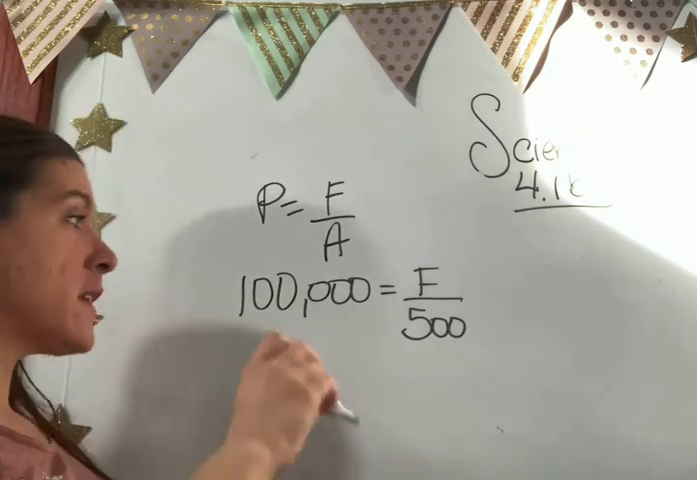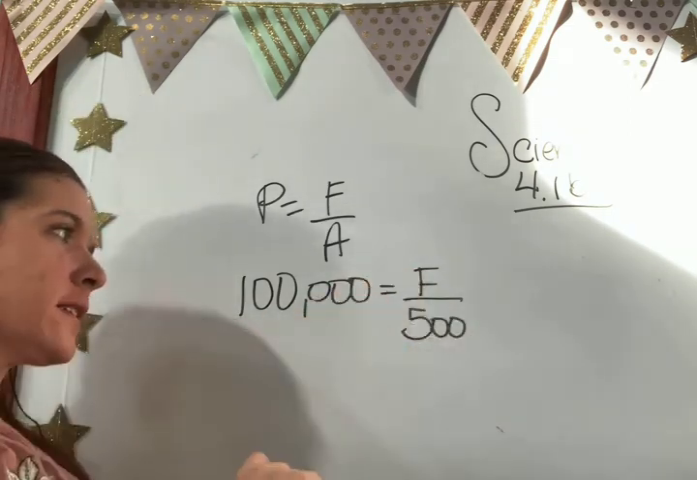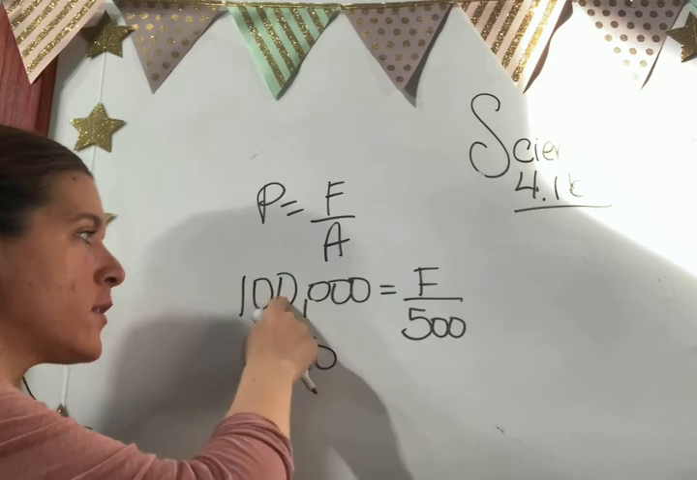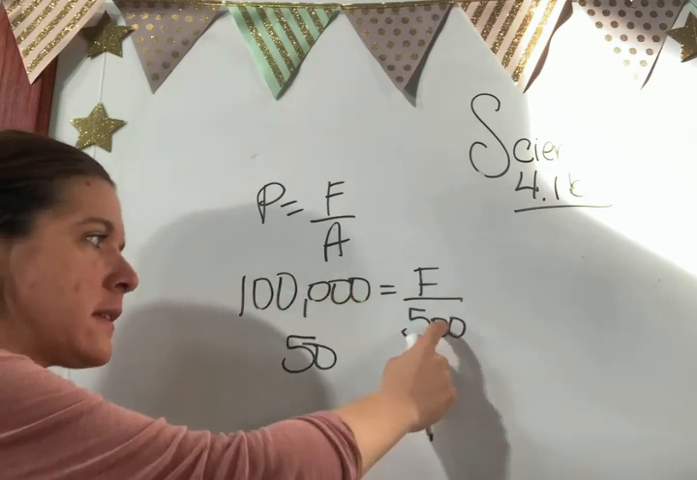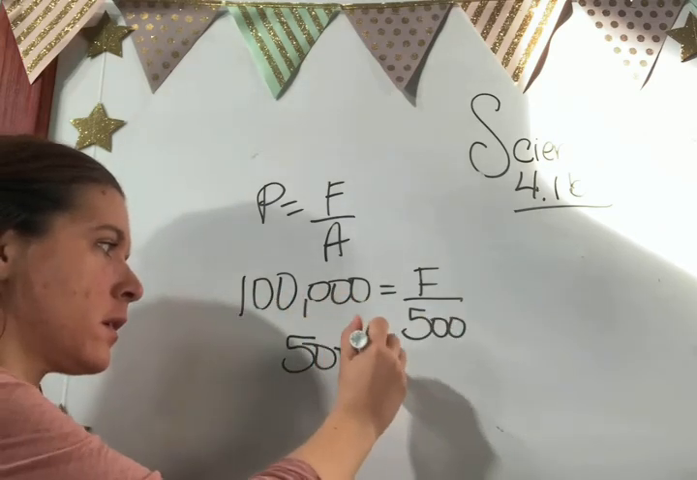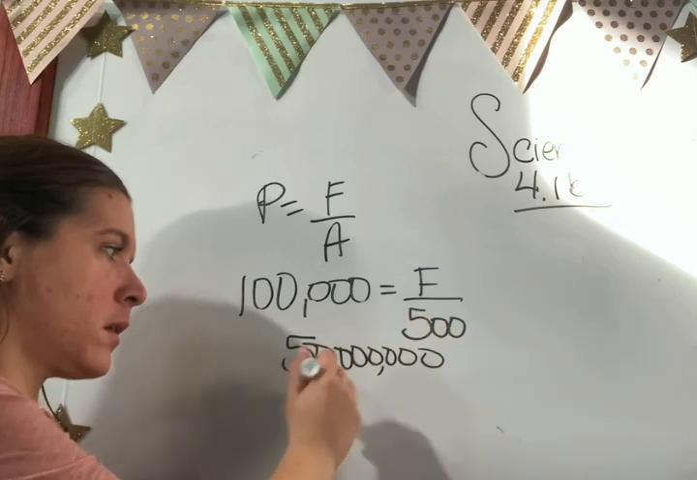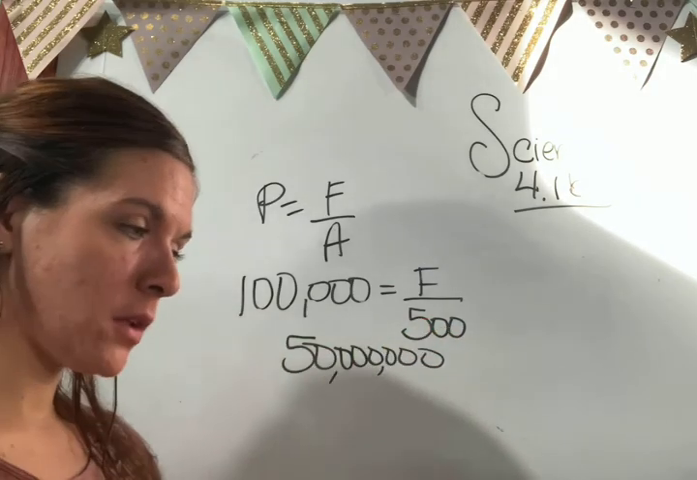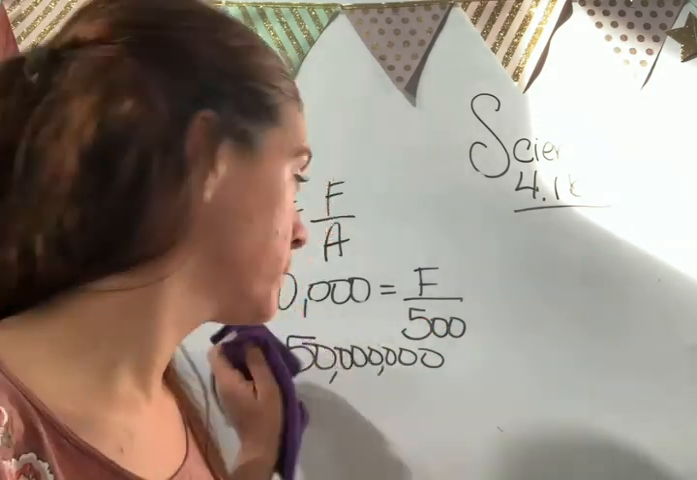Okay, so then all you have to do is multiply this times this to get your force, which is going to be 1, 2, 3, 4, 5 zeros, 6, 7 zeros, 50 million. Okay, and then number 3.